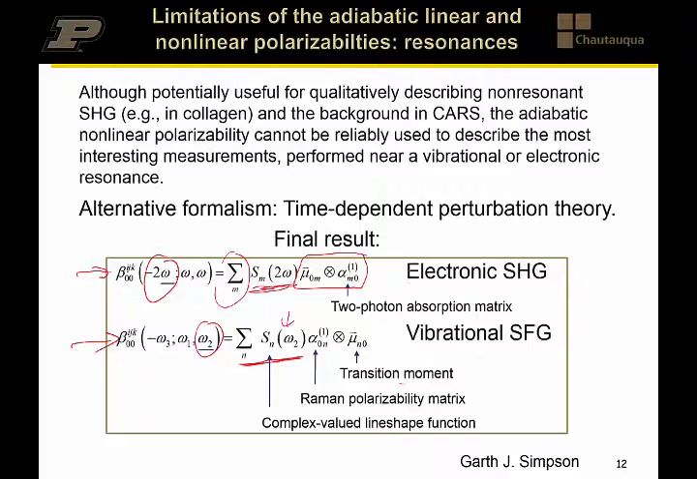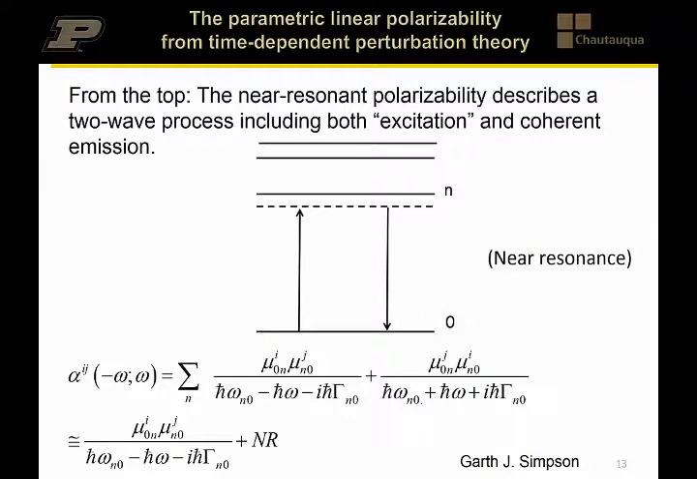So whereas electronic second harmonic generation looks as though it's 2 photon absorption followed by 1 photon back down to the ground state, vibrational SFG is the other way around. You have a 1 photon up to the excited state and then a 2 photon Raman transition back down to the ground state. Okay, so that's what we're going to end up with. How do we get there? Before we go through nonlinear optics, let's start with linear optics.